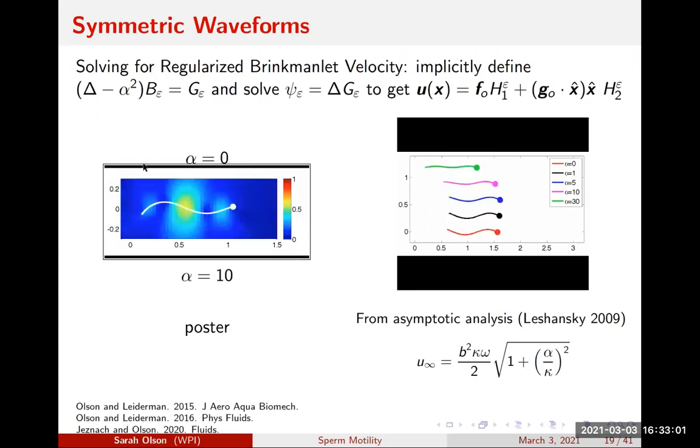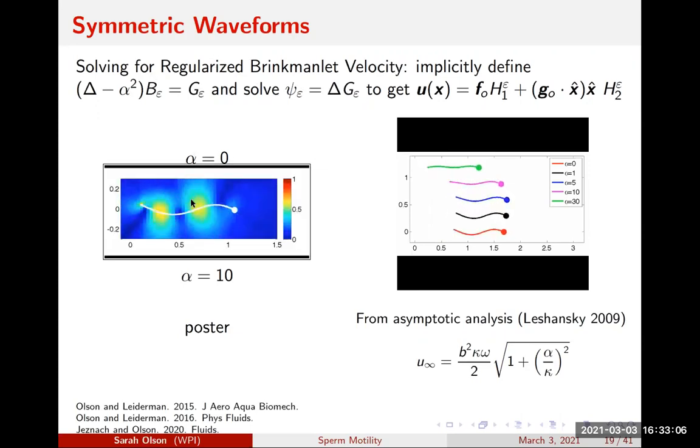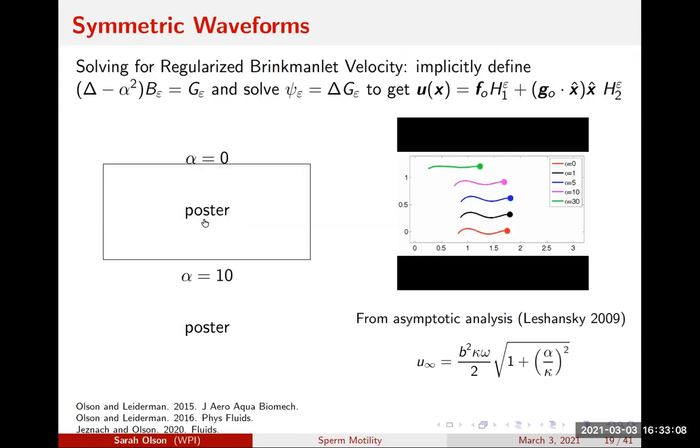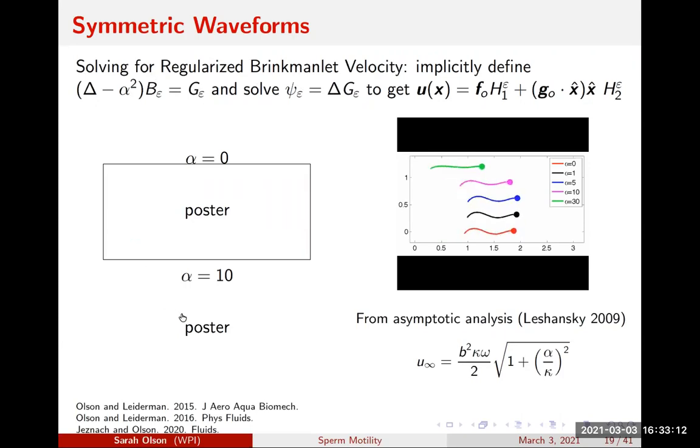So here, alpha equals 0, so we're thinking about that Stokes regime, plotting the magnitude of the flow field. You can see these large red and yellow regions, vortices going down the swimmer.